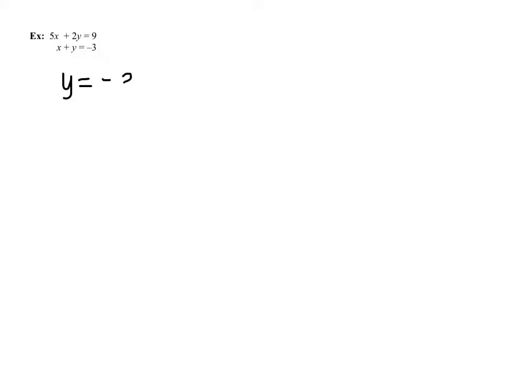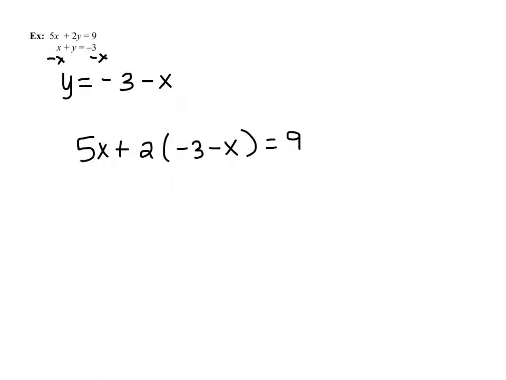So I'm going to change it to say y equals negative 3 minus x, because to do that you subtract x from both sides. So this says everywhere you see a y in that first equation, you can replace it with negative 3 minus x. So 5x plus 2 times, instead of y, I'm going to say negative 3 minus x, equals 9.